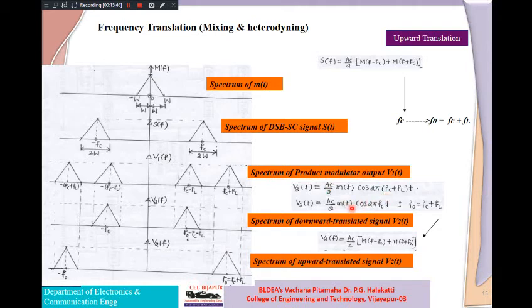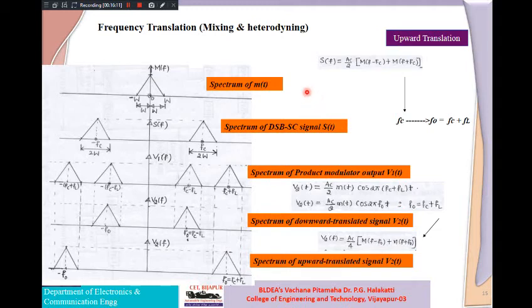Okay, and then I will replace this Fc plus Fl by this notation F0. The Fourier transform again, you can see, is similar to our earlier one. Now you can see it is shifted from Fc to F0, where F0 means Fc plus Fl. So this is a very important point we have covered here today.